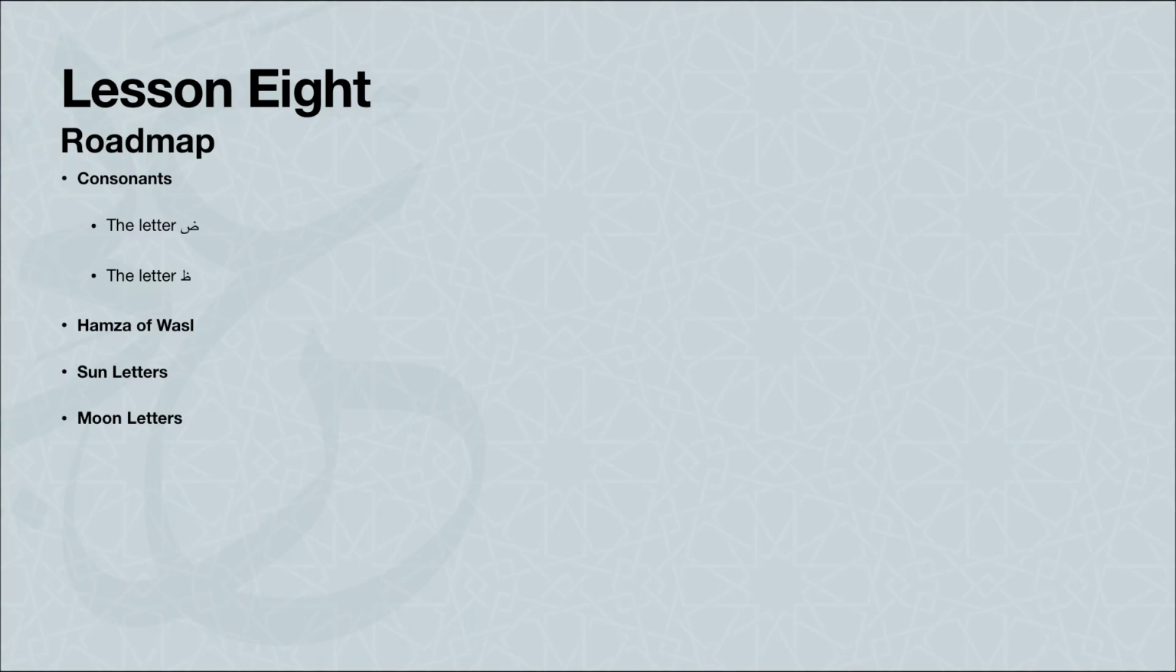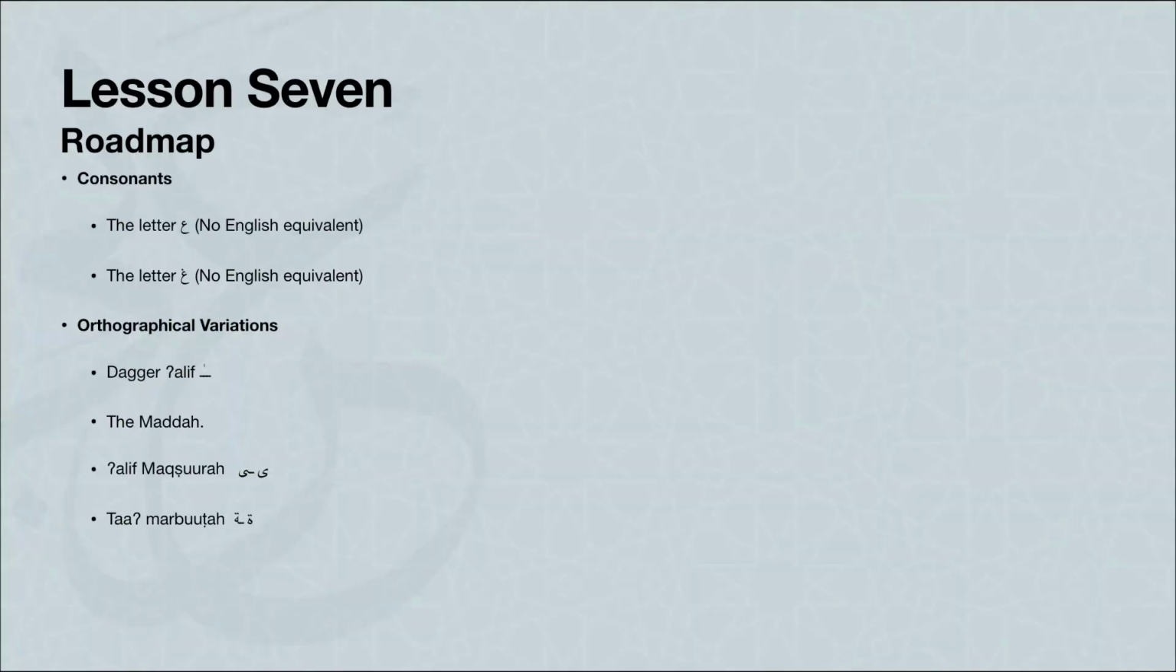So we would start. Lesson 8. Before we start, we need to recap what you've learned in lesson 7. In lesson 7, we've learned two of the most notorious sounds in Arabic, the letter Ain and the letter Ghain. The sound Ain does not have any equivalent in any language that I know.